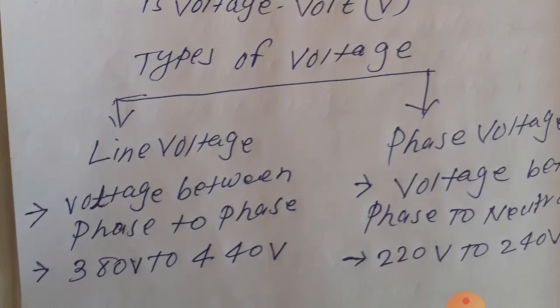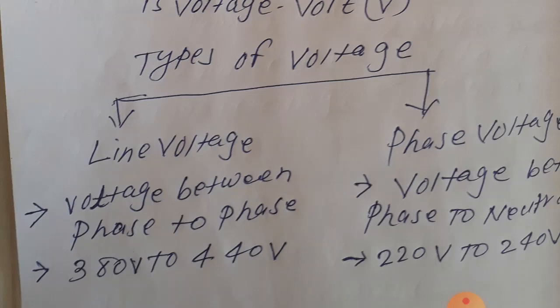Line voltage: if you check the voltage between phase to phase, two phases, actually we have three phases: red phase, yellow phase and blue phase. But I already told you that voltage checking is only done between two different points. So if you check the voltage between phase to phase, this is line voltage, and it appears 380 to 440 volt, and this is also called the three phase voltage.